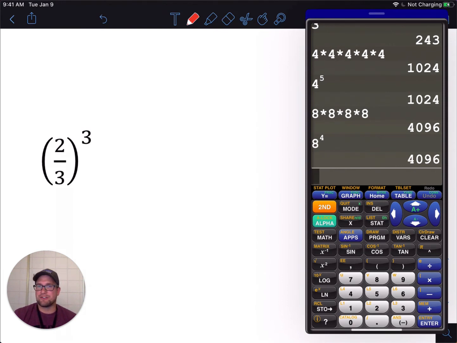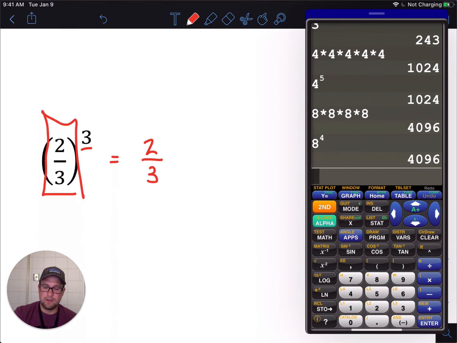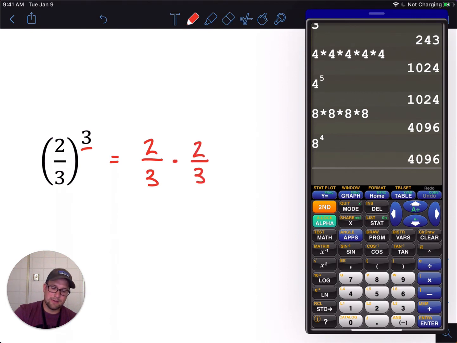Here, we have a fraction raised to a power. Now, many students see the fraction and they immediately freeze up a little bit. But with exponents, there's no need to be so worried about it. Now, when we see a fraction that is raised to a power, it's important to remember that this is just saying take 2 over 3, which is our base, and multiply it by itself 3 times. So we can rewrite this expression as 2 over 3 times 2 over 3 times 2 over 3.